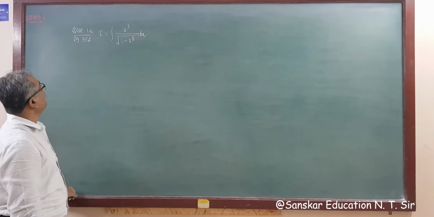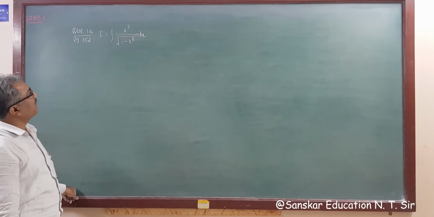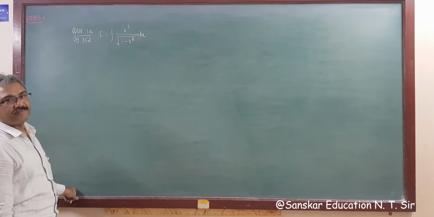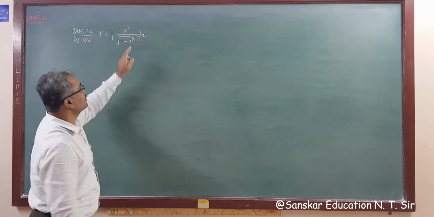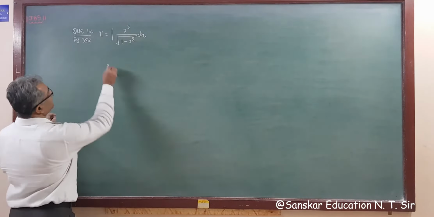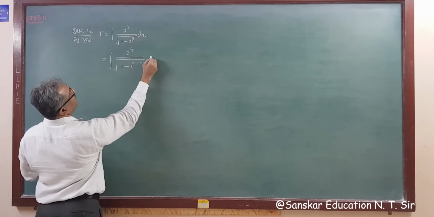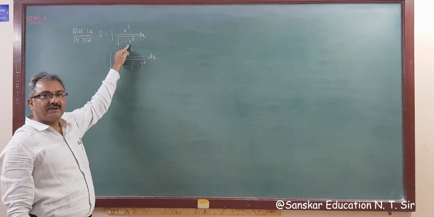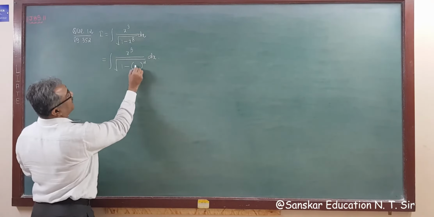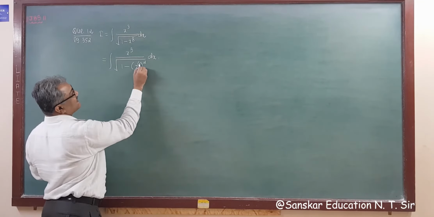Question number 12, page 352. I is equal to integration x cube upon under root 1 minus x raised to 8. For applying the formula, we need a square here, so I am writing square first. Integration x cube upon under root 1 minus something square dx. If you want x raised to 8, then you have to write x raised to 4 squared.